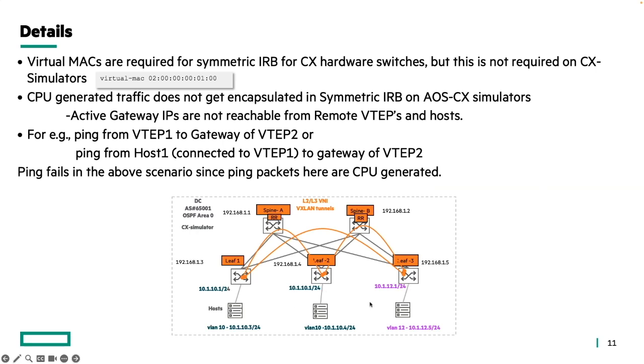And the CPU generated traffic does not get encapsulated in symmetric IRB on the simulators. So a point to note here is that since the CPU traffic is not encapsulated, we will not be able to ping the gateways of VTEP1, VTEP2, or VTEP3 from any of these 3 switches. So for example, a ping from VTEP1 to the gateway of VTEP2, or a ping from host 1 to the gateway of VTEP2, fails in this scenario since the ping packets here are CPU generated.